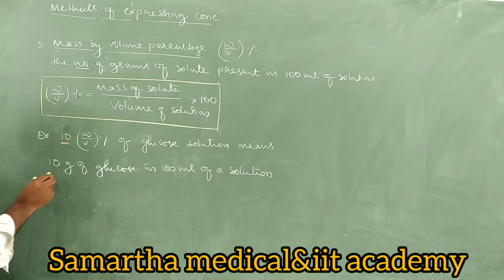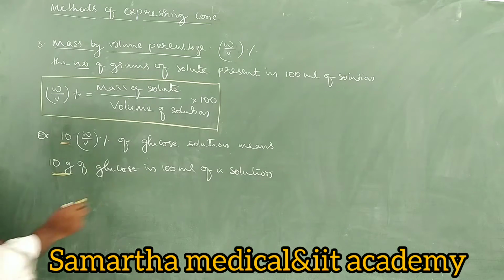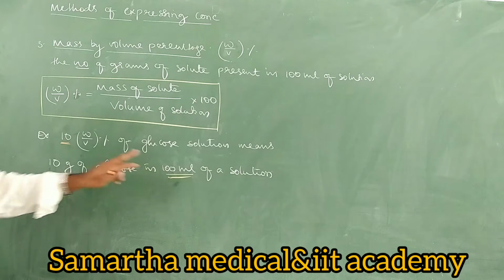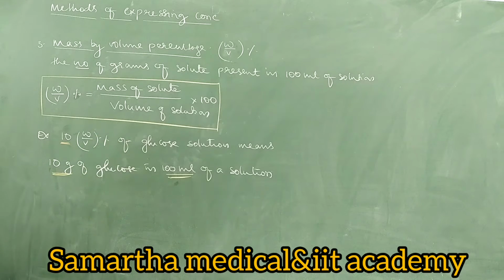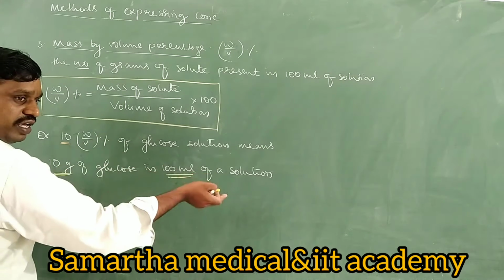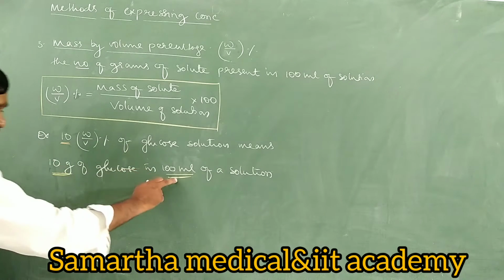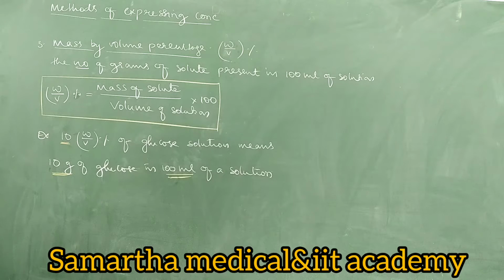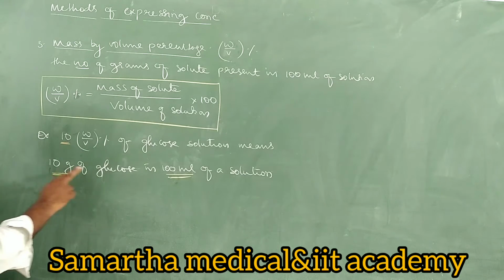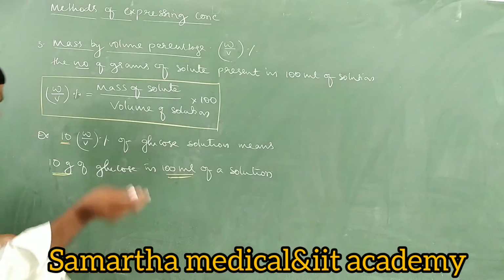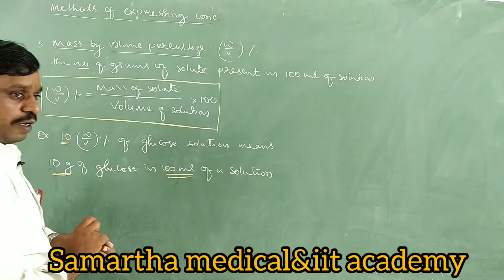Now 10 is in grams and 100 is in ml. Then how can you subtract? If both are the same unit, then you can subtract, like 10 gram and 100 gram, or 10 ml and 100 ml. But here it is 10 gram and 100 ml. You cannot subtract like 100 minus 10, 90. It's not like that. So you cannot say 10 grams of glucose in 90 ml of water. That is wrong. It should be 100 ml of solution only.